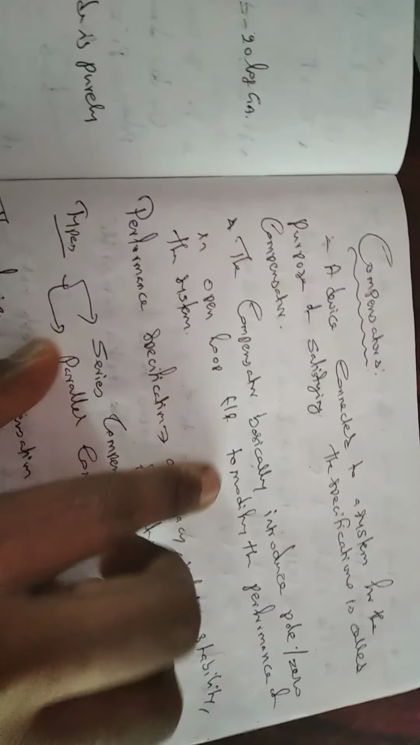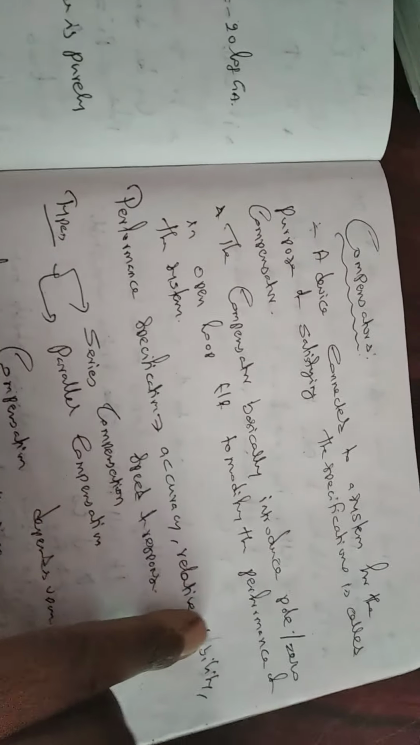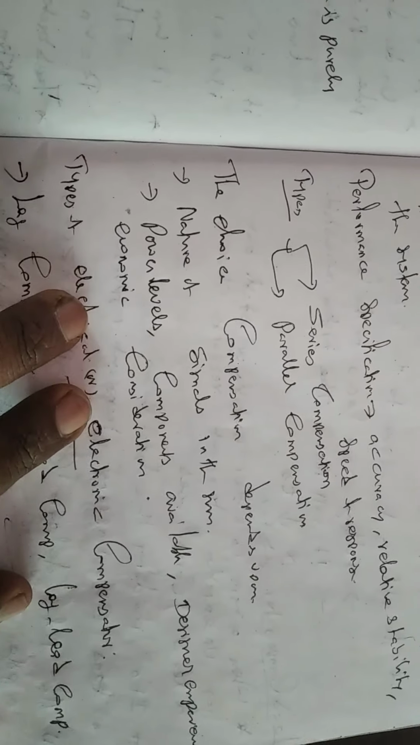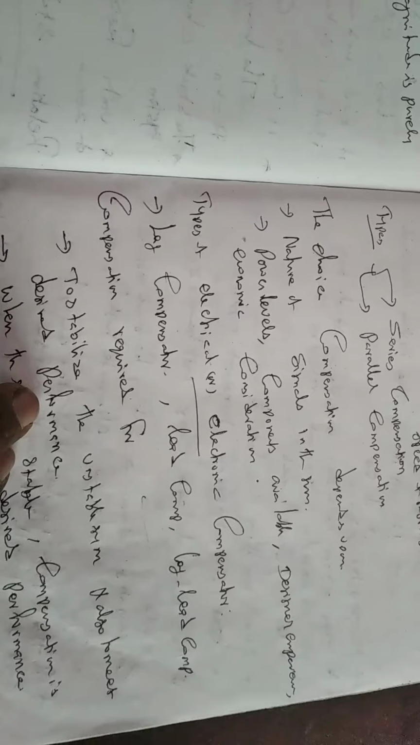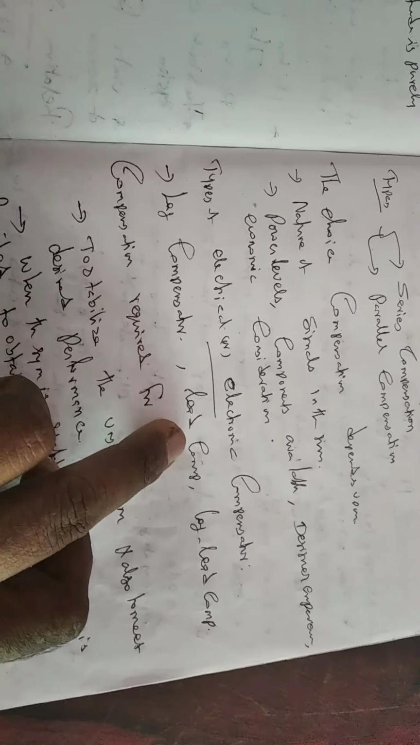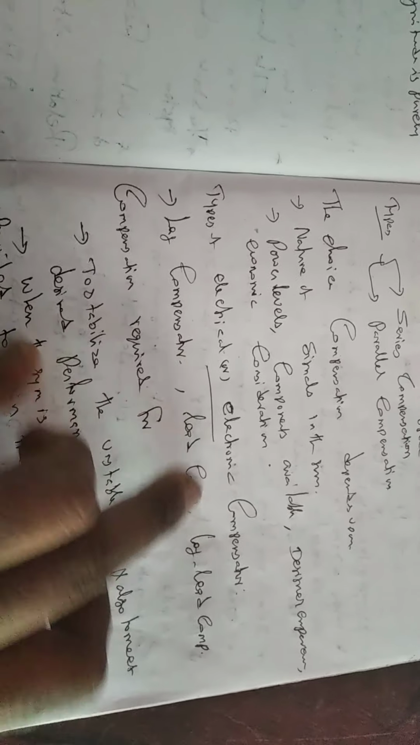This compensator basically introduces a pole and zero in the open loop transfer function to modify the performance of the system. There are two types of compensation, that is series compensation and parallel compensation. From the compensation we are going to find the types: a lag compensator, a lead compensator and a lag-lead compensator. These are the objectives of the compensation.